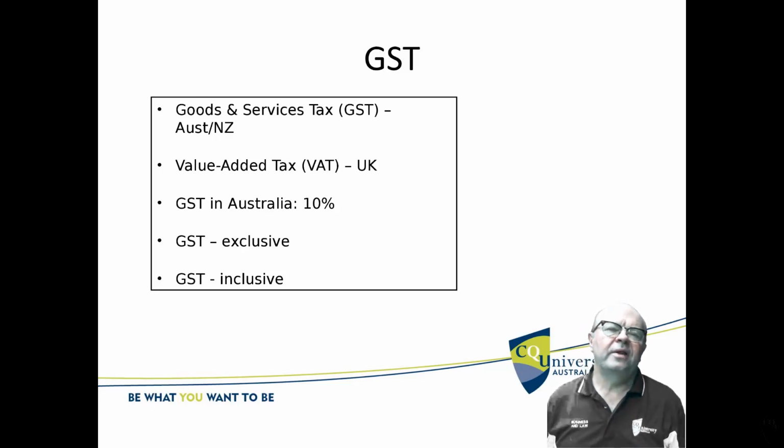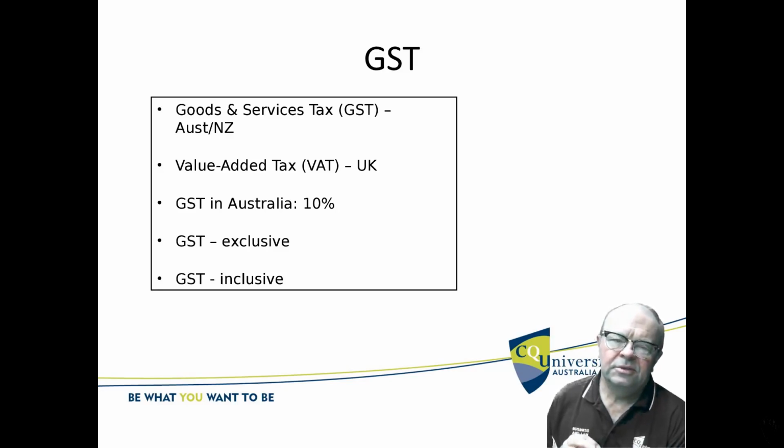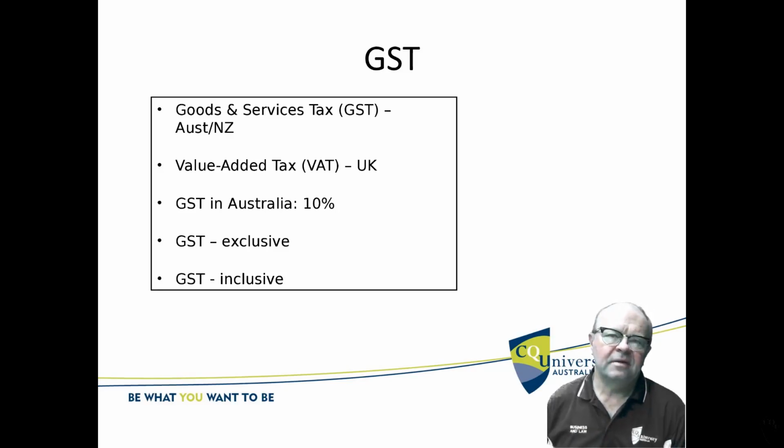Now, GST in Australia is 10%. And GST items in our accounts and transactions, they can either be GST exclusive, which means the amount doesn't include GST, or they can be GST inclusive, which means the amount does include GST.